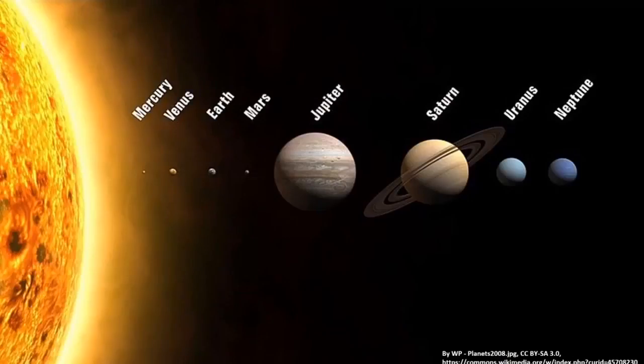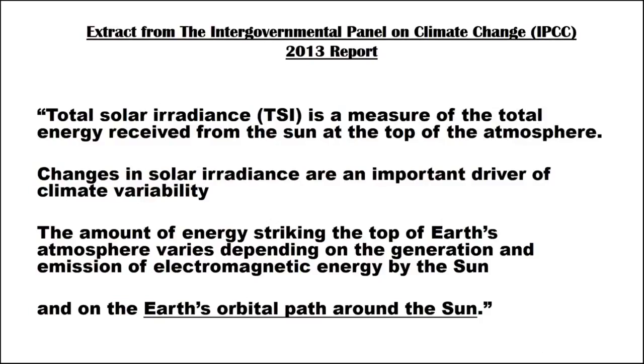This enormous energy is transmitted to all the planets throughout the solar system. The IPCC used the term total solar irradiance, TSI, to identify the total energy received from the Sun at the top of the Earth's atmosphere. The IPCC states that changes in the solar irradiance are an important driver of climate variability. The causes of such changes are various. This video will focus on those changes caused by the Earth's complex orbital path around the Sun.